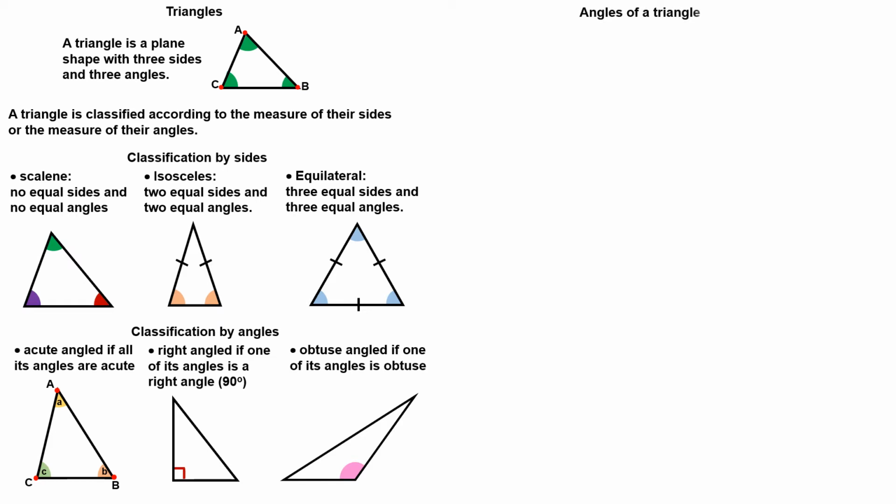Angles of a triangle. Interior angles. An interior angle is an angle inside a shape. When we talk about the angles of a triangle, we actually mean the interior angles or the angles inside the shape. Any triangle has 3 interior angles. Angles A, B, and C are the interior angles of a triangle ABC.